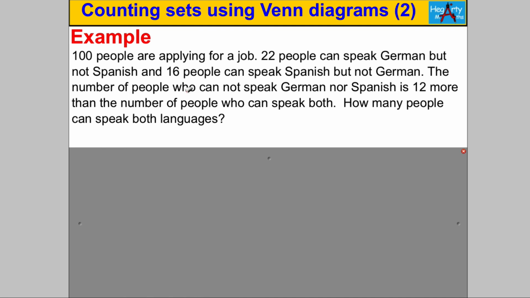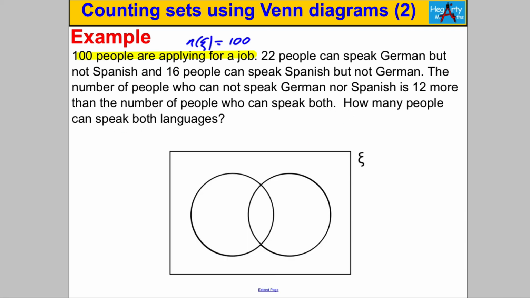Right, this one's a little bit trickier. Let's think through it. It says 100 people are applying for a job. So that sounds like our universal set is 100. It says 22 people can speak German, not Spanish. 16 can speak Spanish, not German. The number of people who cannot speak German nor Spanish is 12 more than the number of people who can speak both. How many people can speak both? Let's draw a Venn diagram. Let's label this here as G for German and this here as S for Spanish.